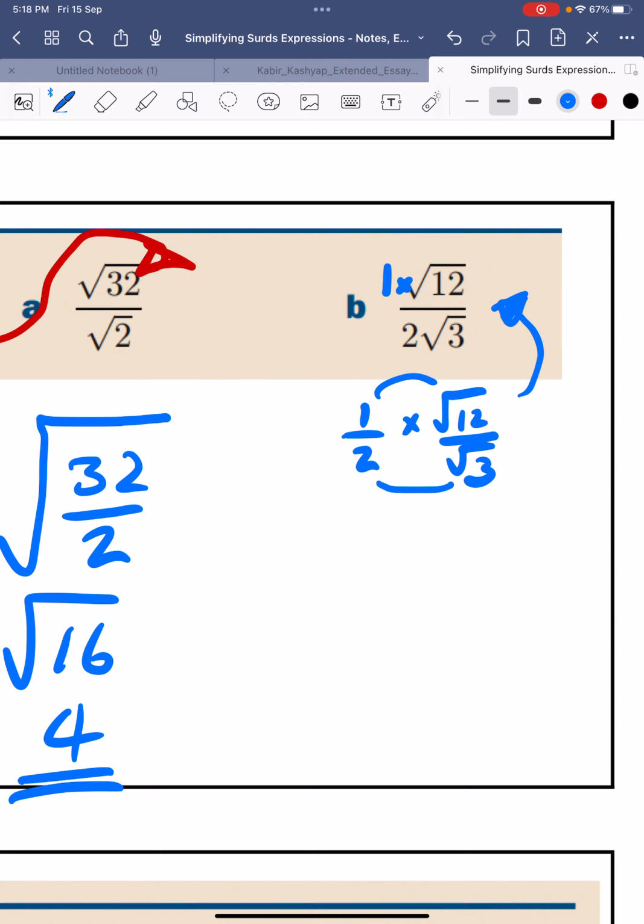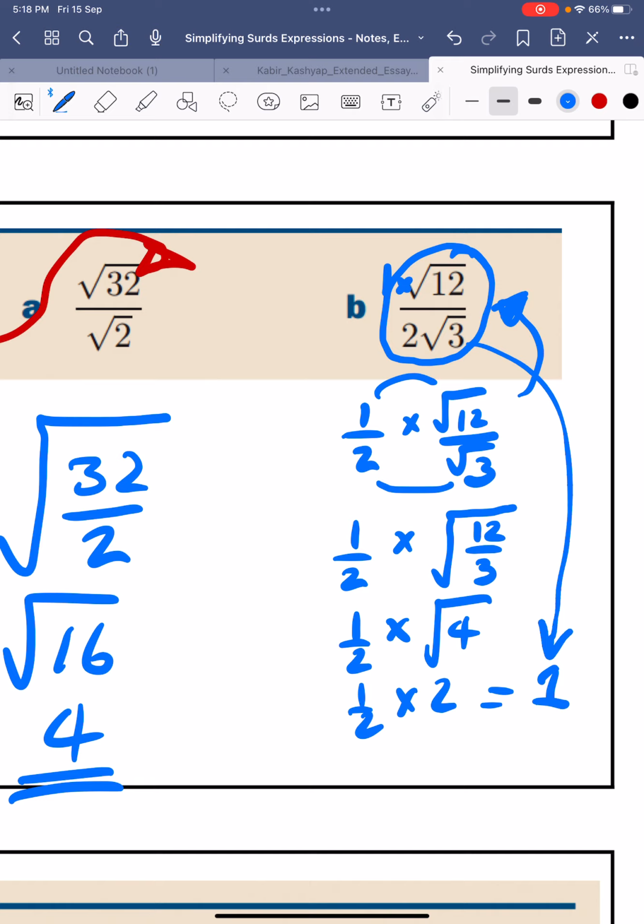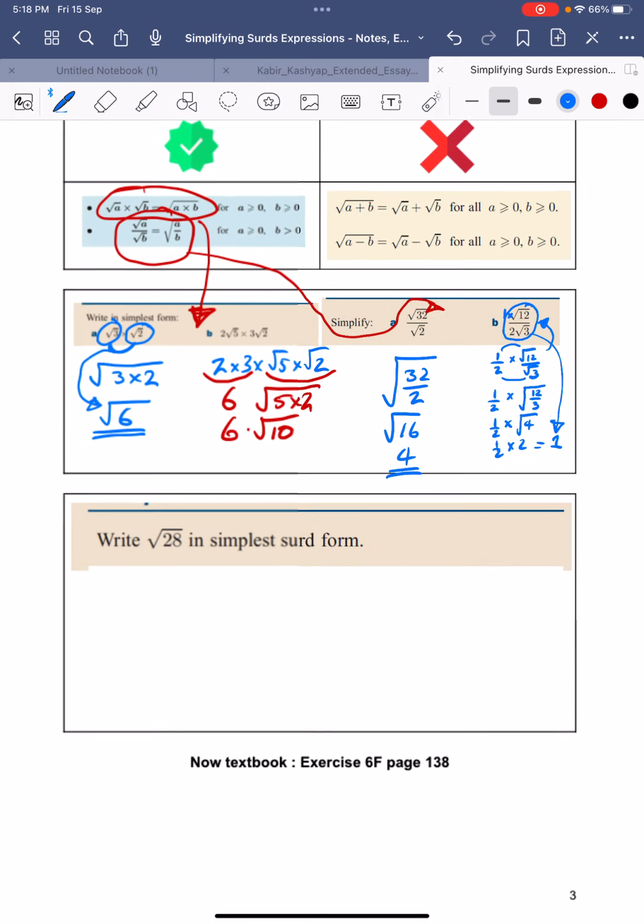But you can now see that this remains a half, and the second part we can put as a single surd, 12 divided by 3. This is a half times the square root of 4. This is a half times 2, which is magically 1, right? So this complicated beast here just becomes 1. That's quite nice, right?